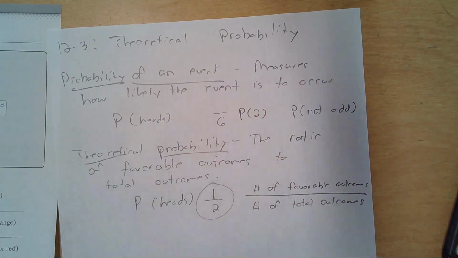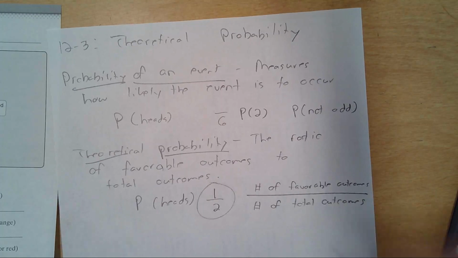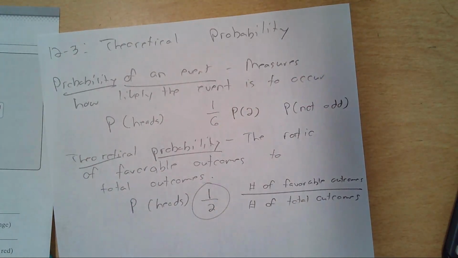6. And how many of them are favorable? 1. There's just 1, 2 on a die here.